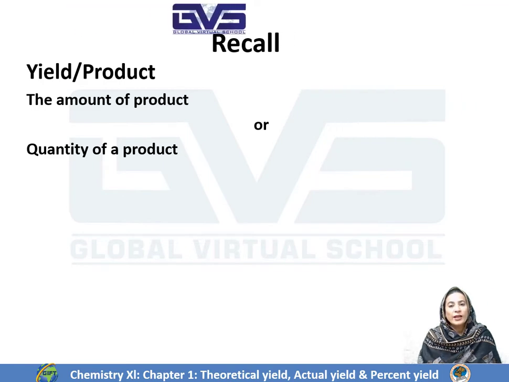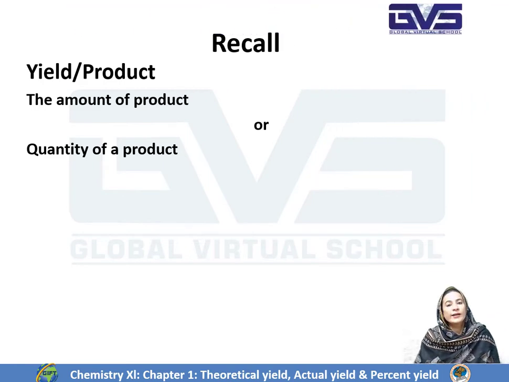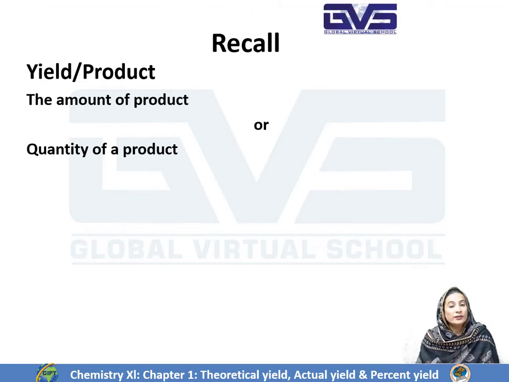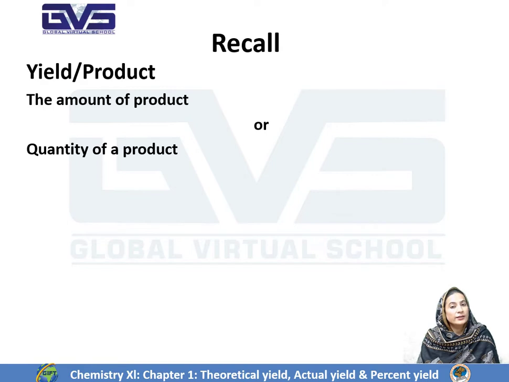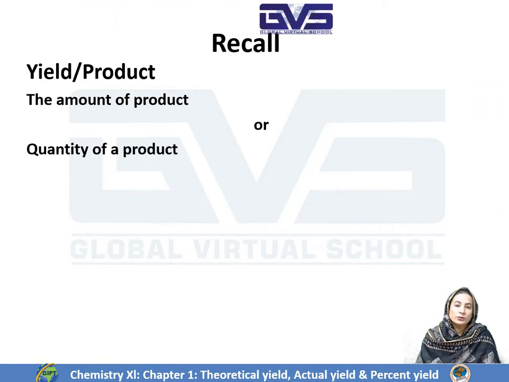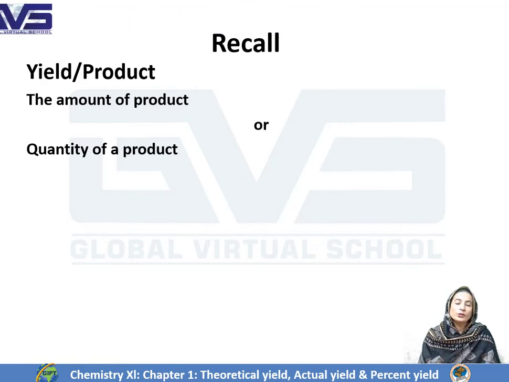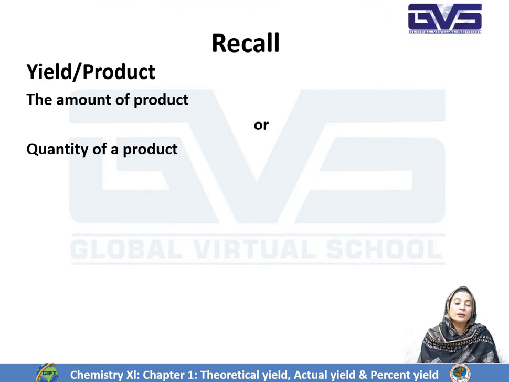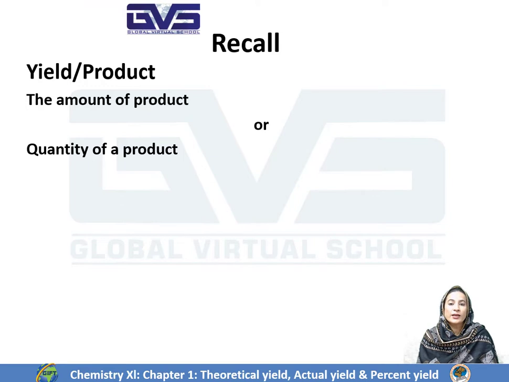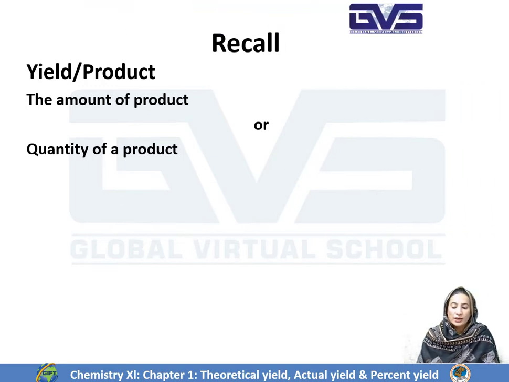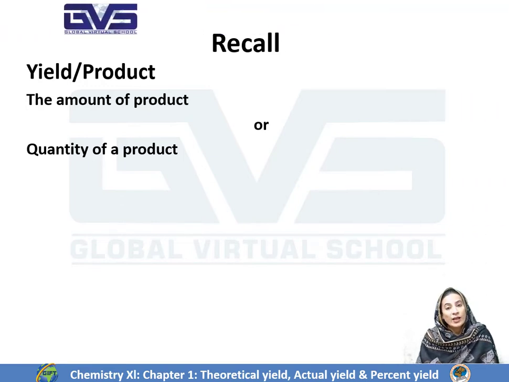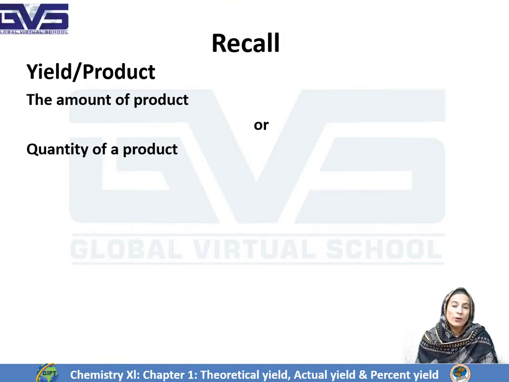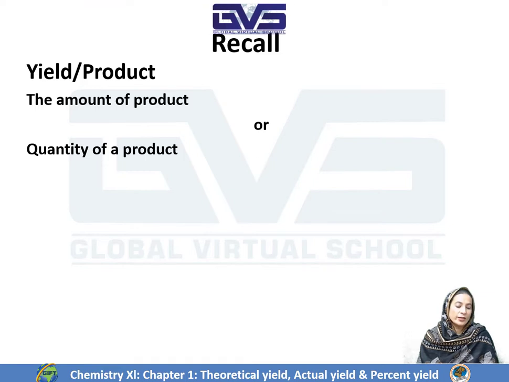Product, any type of thing you find at the end of a reaction, at the end of some activity, that is the product, that is yield basically. For example, if you sow some seeds and you get wheat, or you have sugar, you mix something and you make the cake, you make the pizza, sandwiches. The product that you have in your hand, that is basically yield. So the amount or quantity of a product is called the yield.